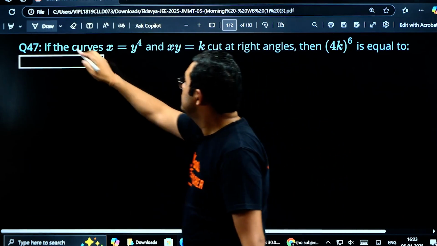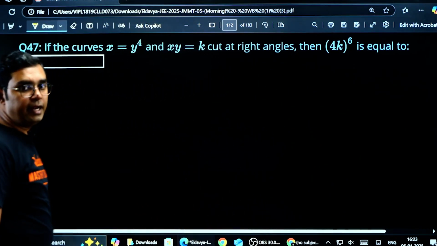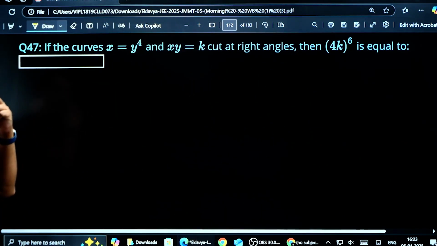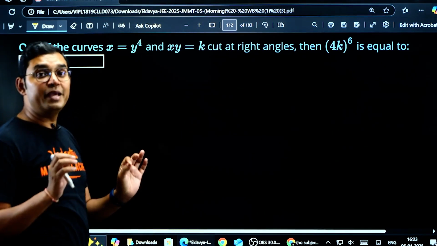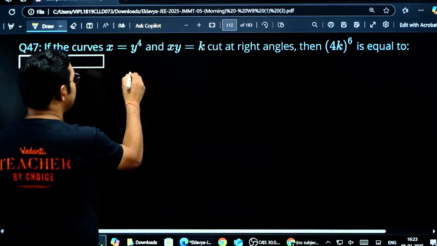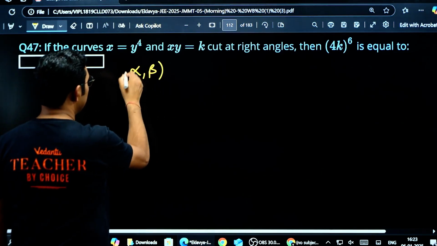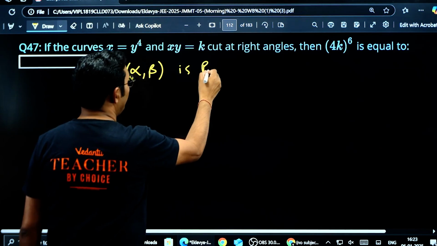If the curves cut at right angle, then we have to find 4k power 6, whole k power 6. Now, in such a question, the idea is always: don't find the point of intersection in the beginning. Assume alpha beta is the point of intersection. Let us assume this is the point of intersection.